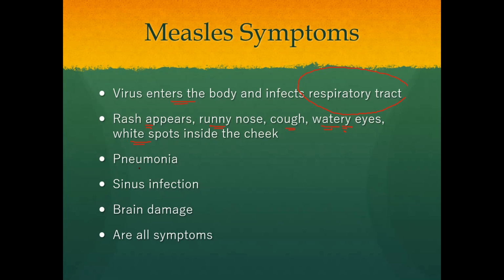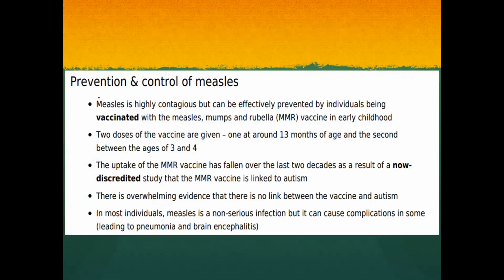Then if it goes untreated, pneumonia as a complication, sinus infection, okay? These will get blocked, sinusitis, okay? Then the brain can be damaged as well. So these are all the symptoms of measles, right? So if it goes undetected or complications occur, then definitely pneumonia can eventually lead to death as well if it is not treated. So how can measles be prevented and how can we control it?